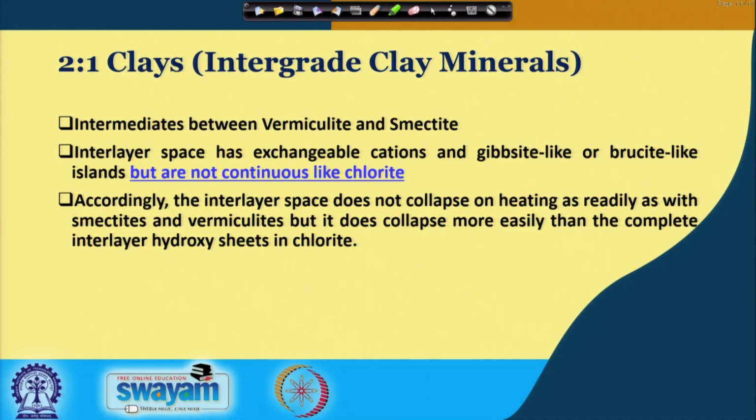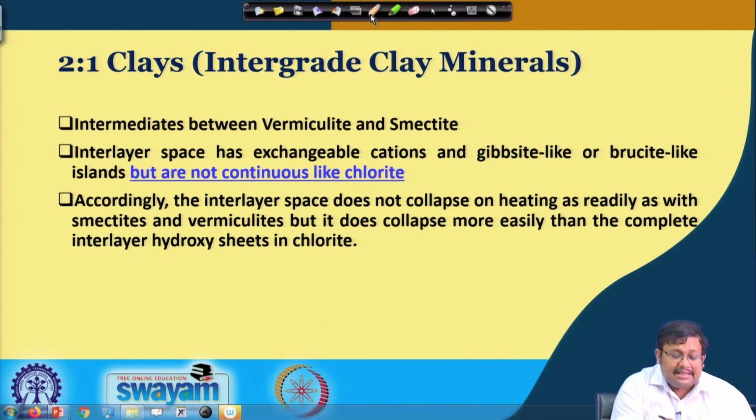So, let us first start with the intergrade clay minerals. Now, these intergrade clay minerals are basically intermediates between vermiculite and smectite. You know, vermiculite is an expanding clay mineral, a 2:1 type of clay mineral, and smectite or montmorillonite is a maximum swelling or maximum expansible clay mineral, and these intergrade clay minerals are somewhat intermediate between vermiculite and smectite.